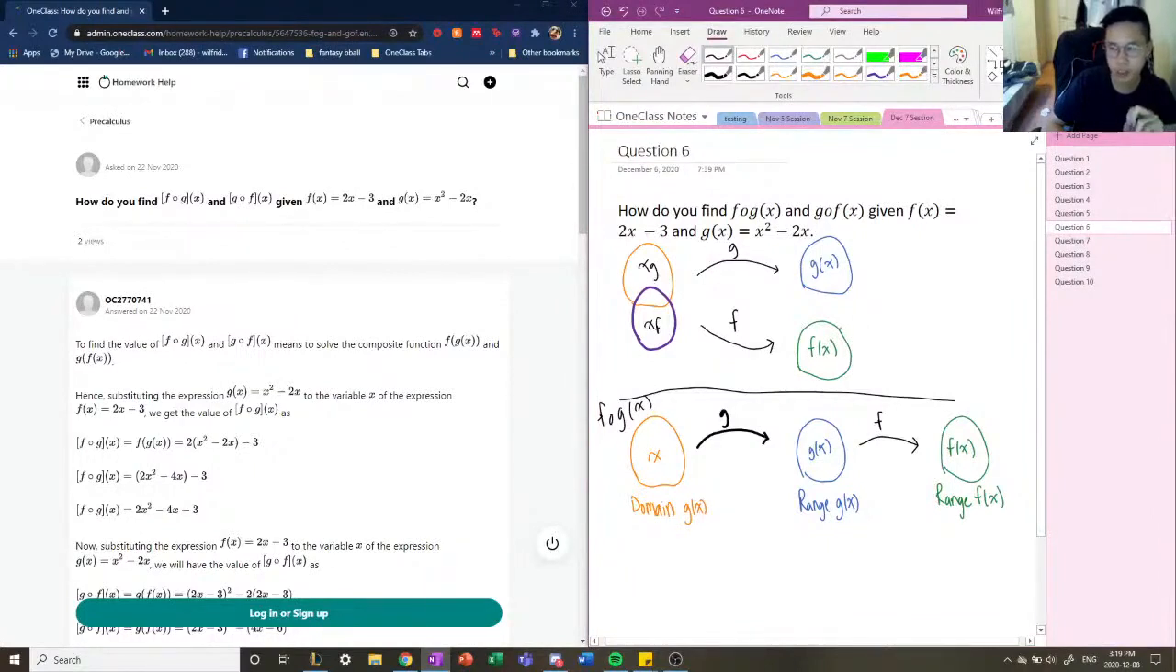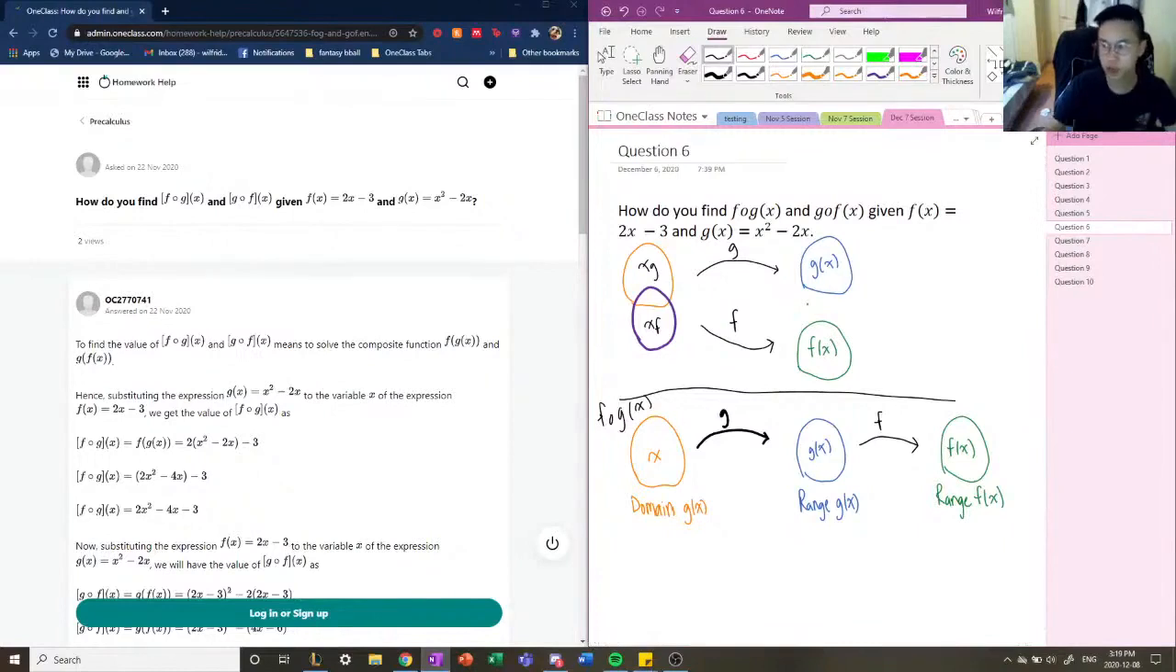Because sometimes your function g may produce values where it does not fit into the domain of f. Okay, and because of that, they have to be excluded from the pool of values for the domain of f of g.